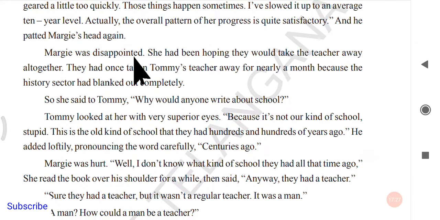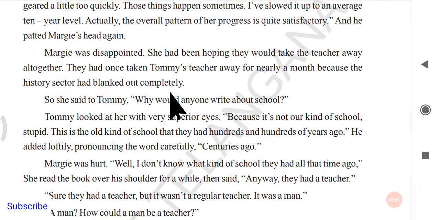So Maggie was disappointed. She had been hoping they would take the teacher away altogether. They had once taken Tommy's teacher away for nearly a month because the history sector had blanked out completely.